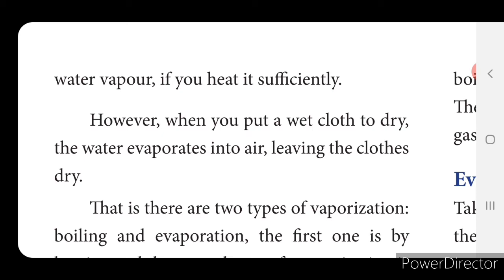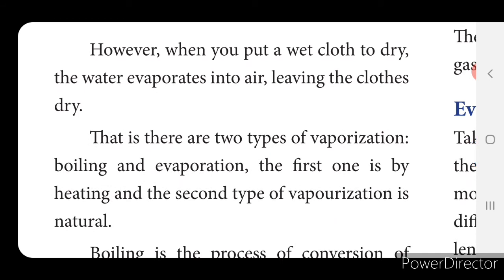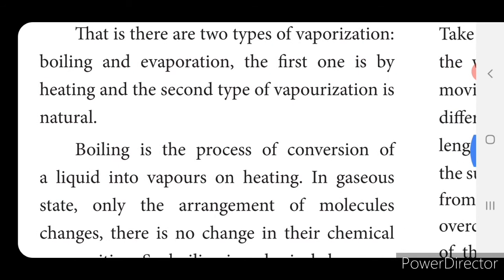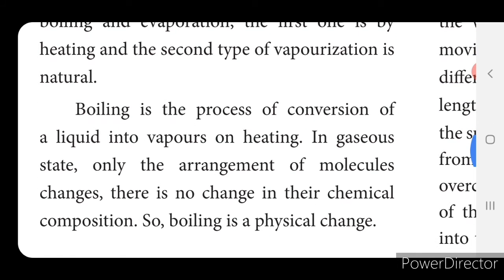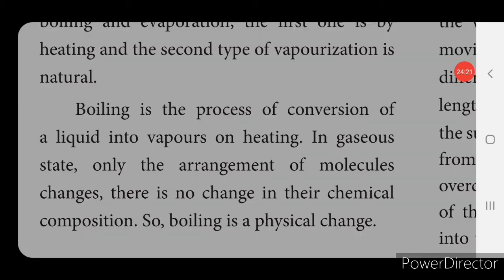But when you keep wet clothes under the sunlight, after some time they dry. That process we call evaporation. There are two types of vaporization, boiling and evaporation. Boiling means boiling of water, which is by heating, and the second type of vaporization is natural. So boiling is a process of conversion of a liquid into vapor on heating. In the gaseous state, only the arrangement of molecules changes and there is no change in the chemical composition. So boiling is a physical change.